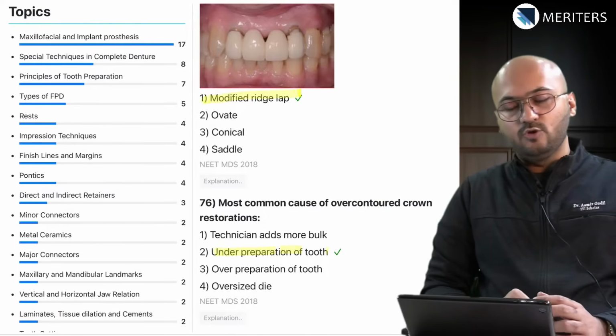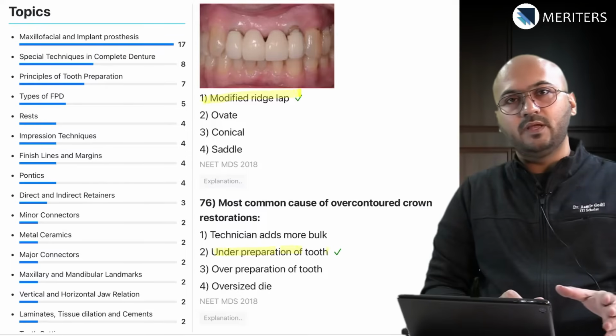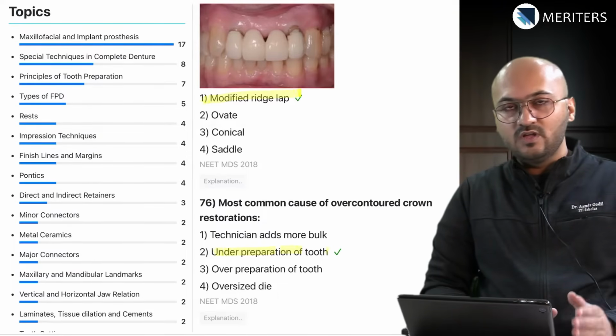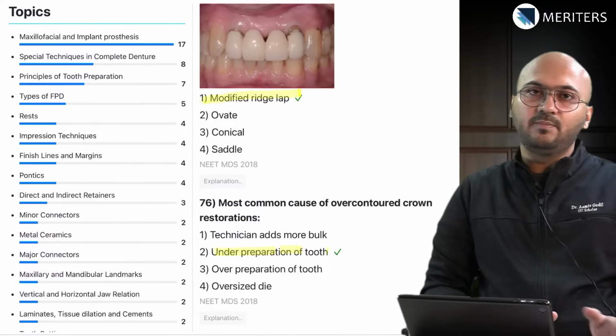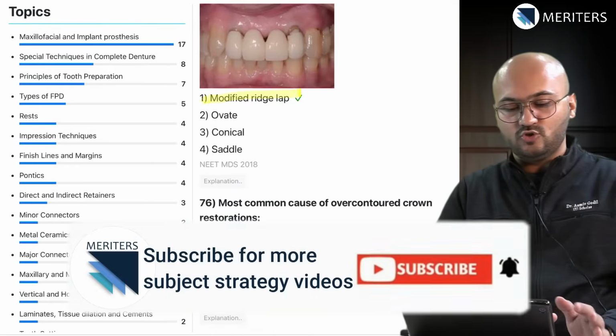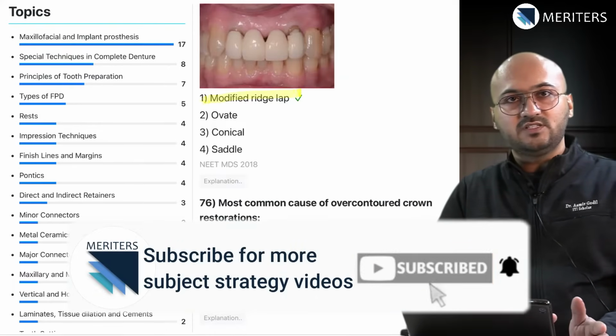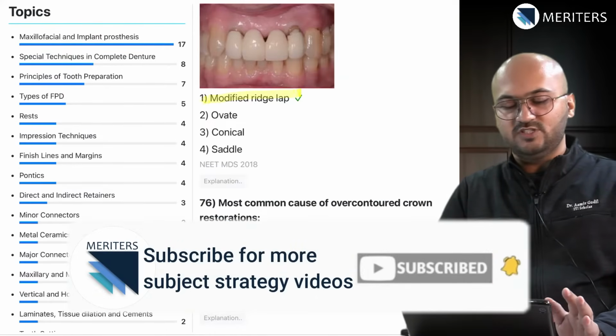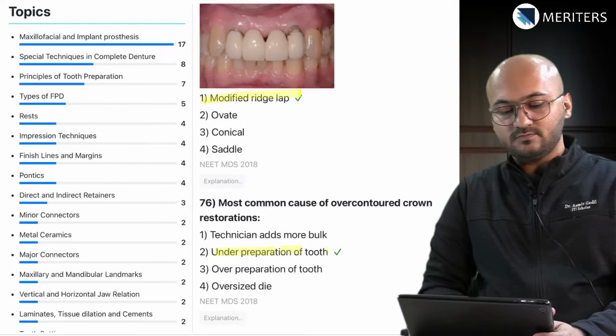Watch videos, look at all the data that's there. Cover implants in perio and prostho both. The surgical aspect is covered in perio. The prosthetic aspect is in prostho. So make sure that you are well versed with implants and maxillofacial restorations prosthesis.